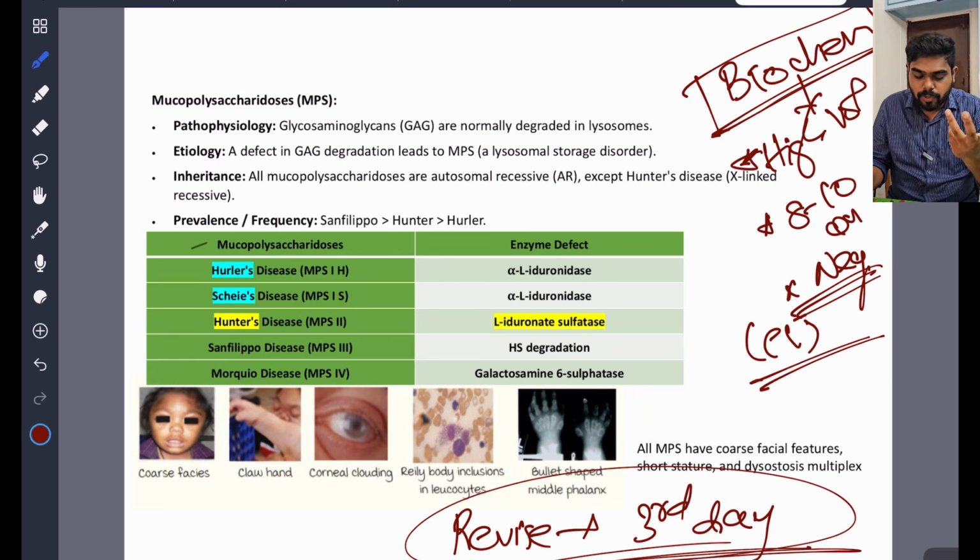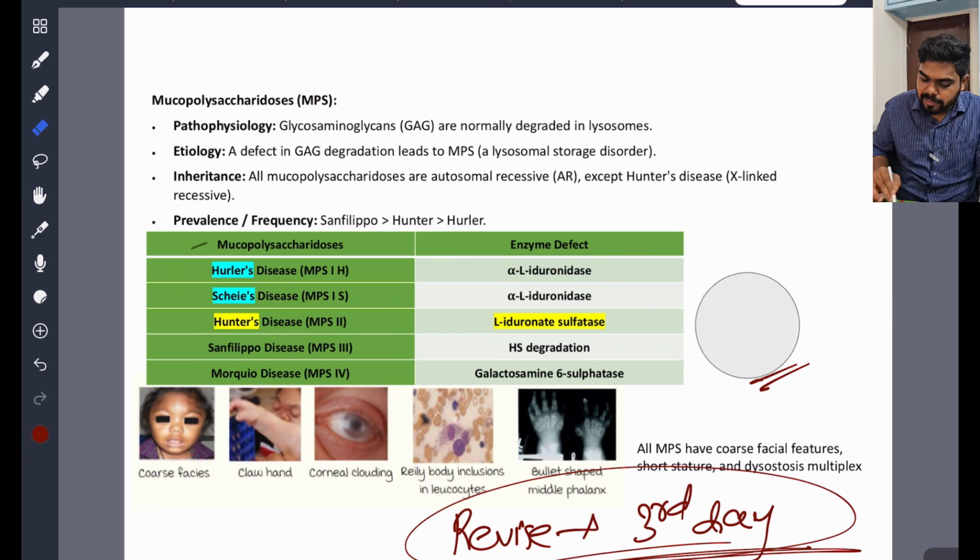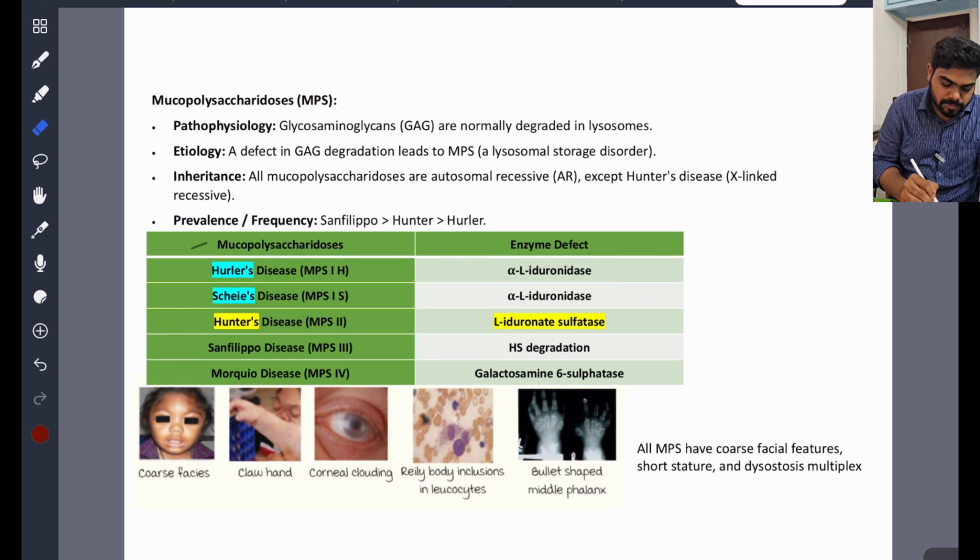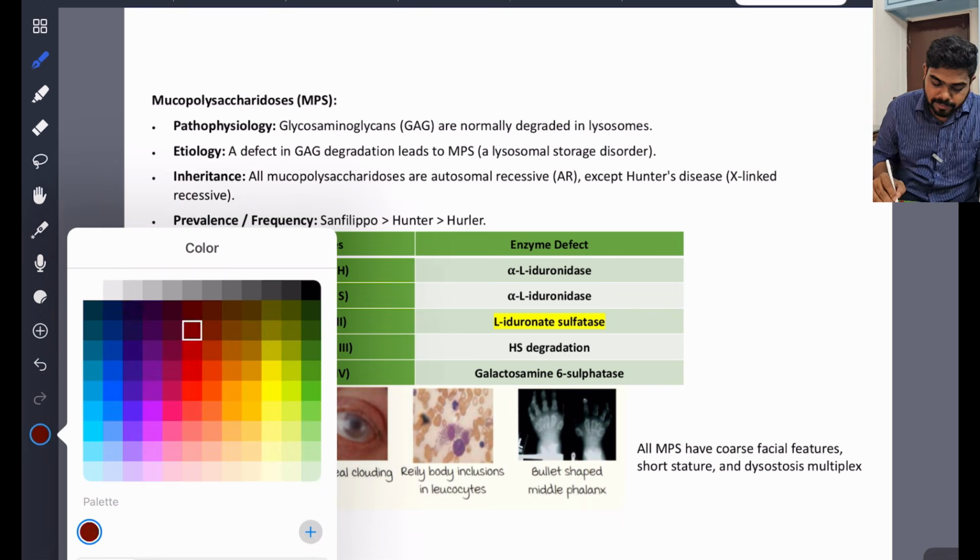And LSD also, the lysosomal storage disorders, MPS. Now we will summarize MPS. See, we are going to summarize MPS now. You are going to tell everything in this box. So this is very important, and we are going to summarize everything here.